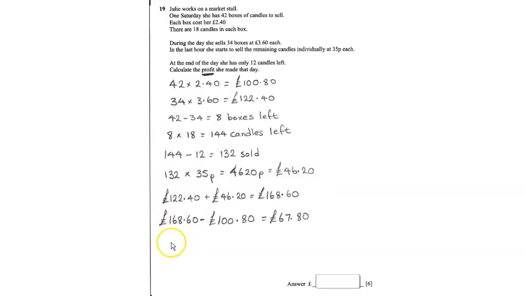At the end, we're adding up how much she got back from selling the candles, which was £122.40 plus £46.20, which was £168.60. To find out how much profit she had, we have £168.60, what she got back, and £100.80 is what she bought it for. So she made a profit of £67.80.